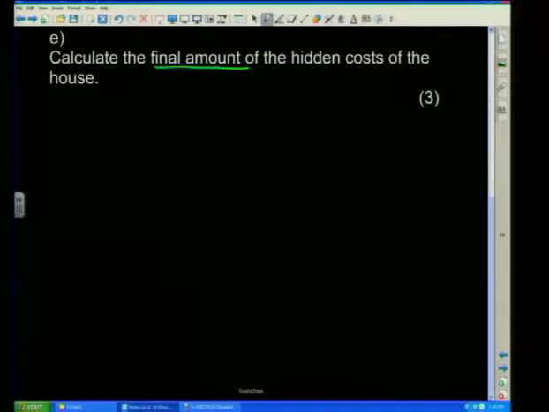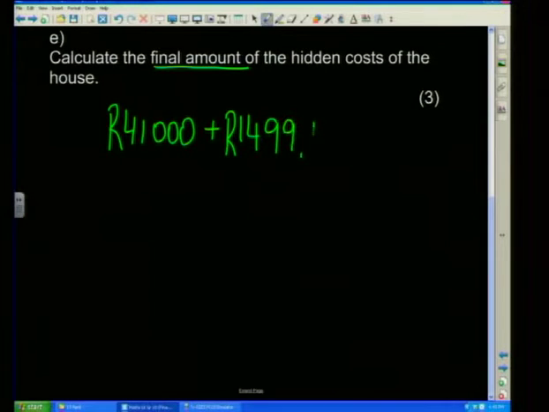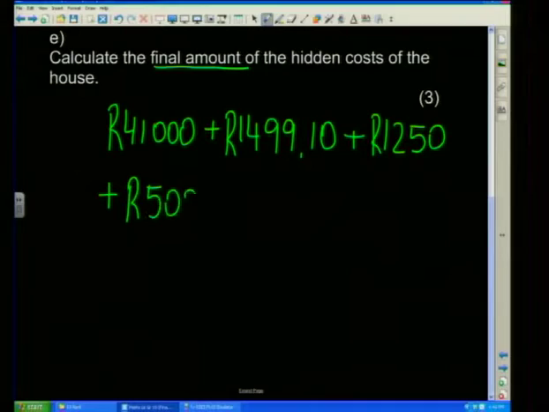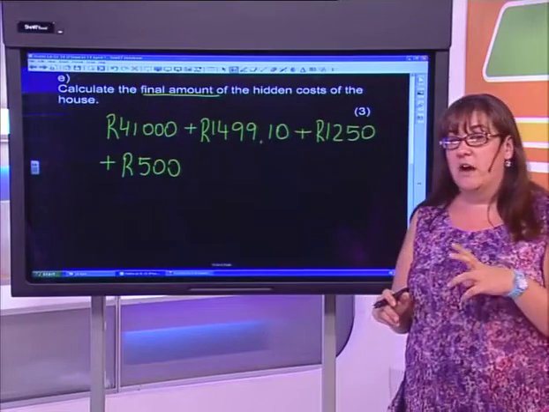So we had transfer duty of 41,000. Then we had the security assessment, which was 1499.10. Then he had an initiation fee with the bank, which was 1250. And then finally he had the deeds office of 500 Rand. So those were all his hidden costs.